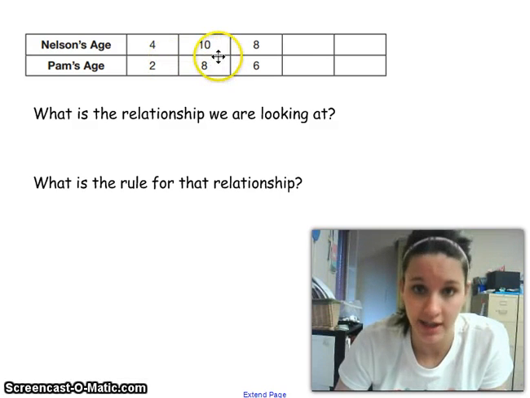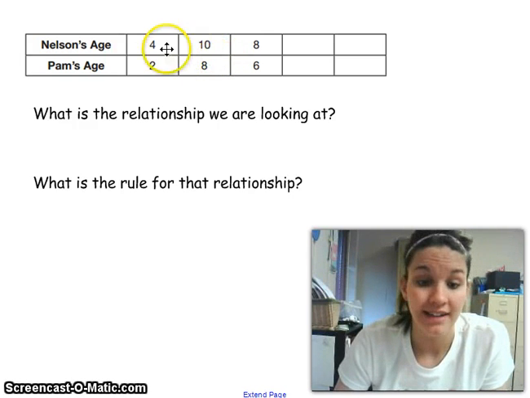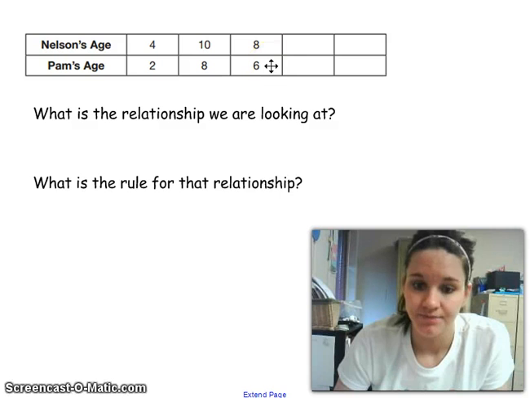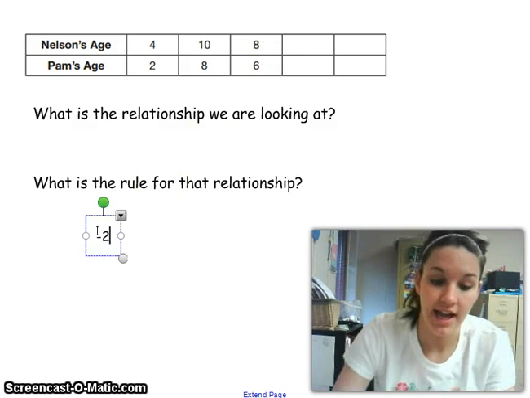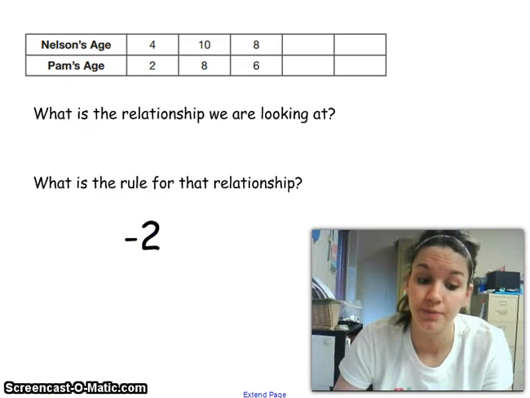And I noticed right away 10 and 8, 10 divided by 2 is 5, but 10 minus 2 is 8. That's a consistent relationship. Let me make sure it works for my third one. 8 and 6, that works for minus 2. So I think I could go ahead and say that the rule for this table is going to be minus 2.